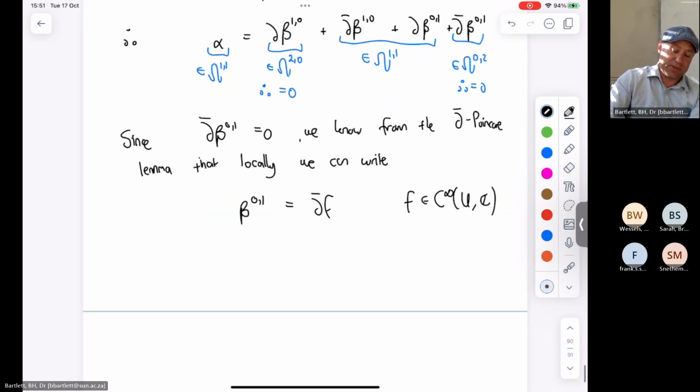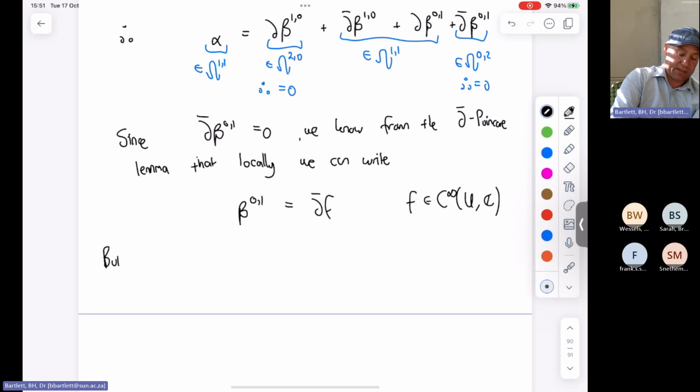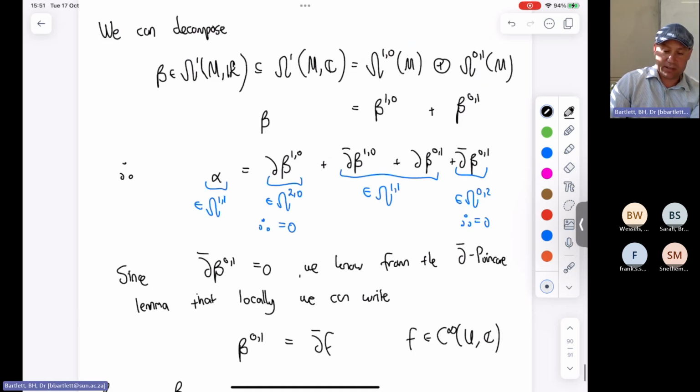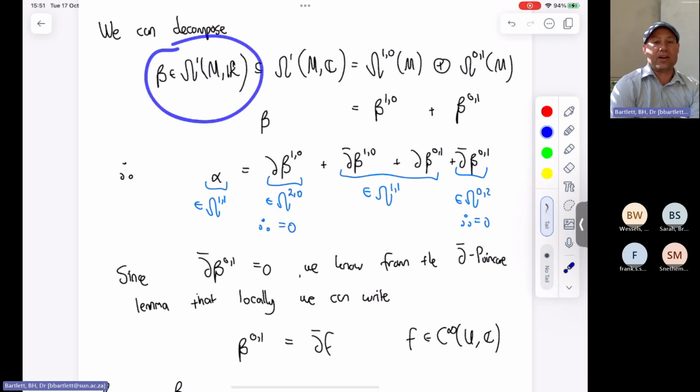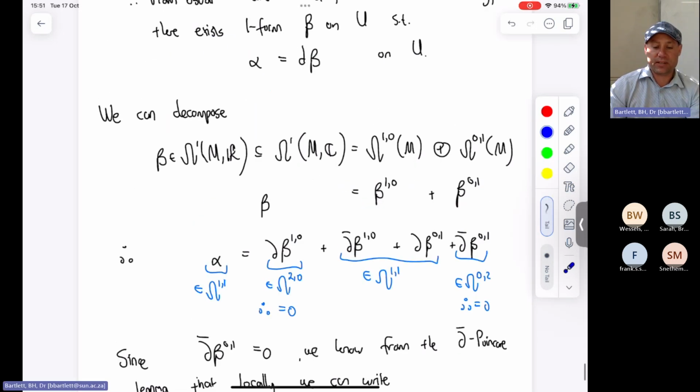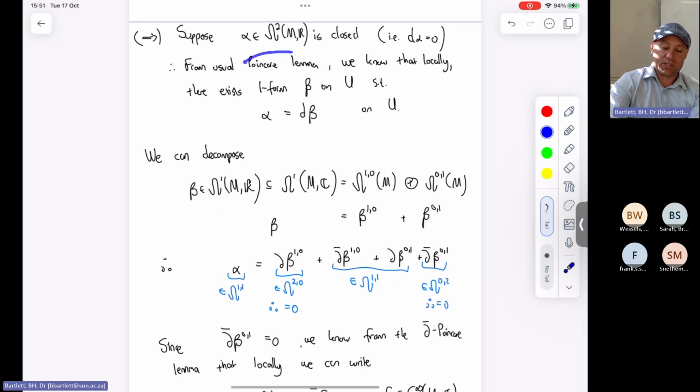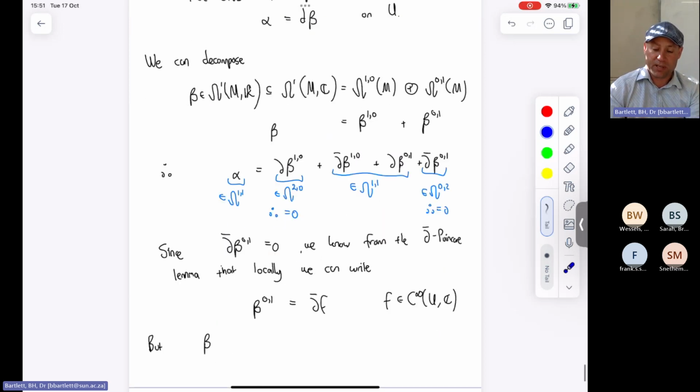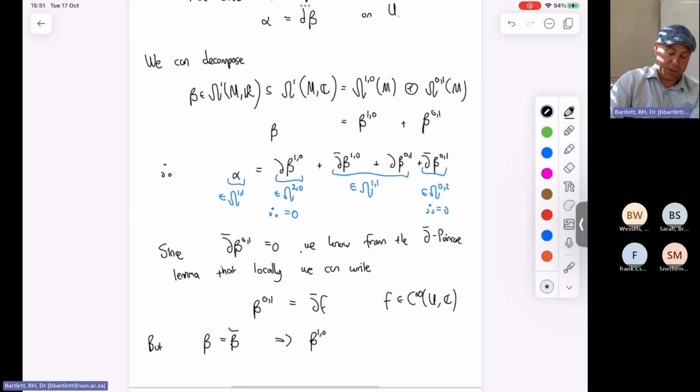Just to finish here, what do we know about beta? We know that beta was a real valued 1-form, because I was just using the ordinary Poincaré lemma about real valued forms. So that means that beta equals beta bar, which means that the (1,0) component of beta must equal the conjugate of the (0,1) component of beta. Agreed? Right?